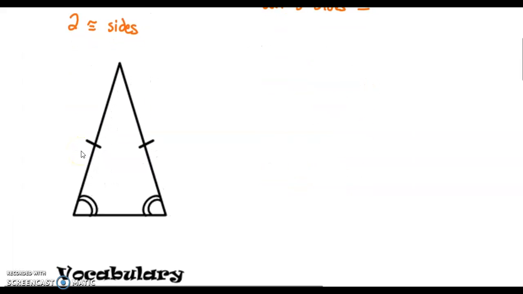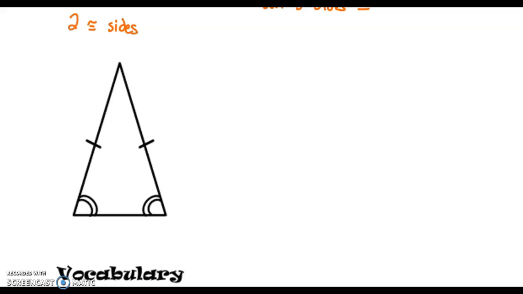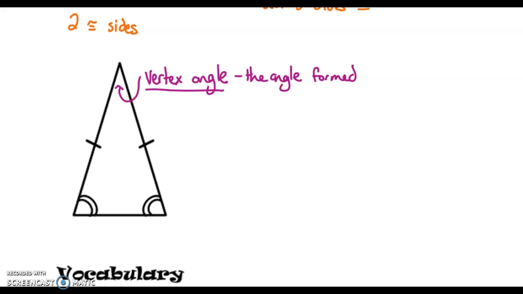So this is specifically an isosceles triangle. There's a lot of vocab here that will absolutely show up when we have a quiz or a test. So first of all, this angle right here. This is one of the two that are not congruent. So there's three angles and two are congruent, and this is the third angle. This is called the vertex angle. And so it is the angle that is formed by the legs of the triangle.